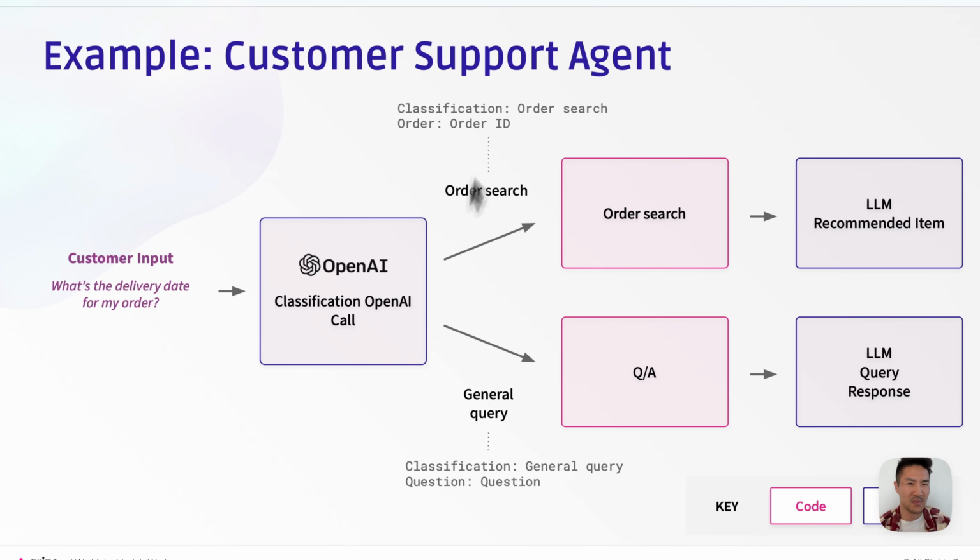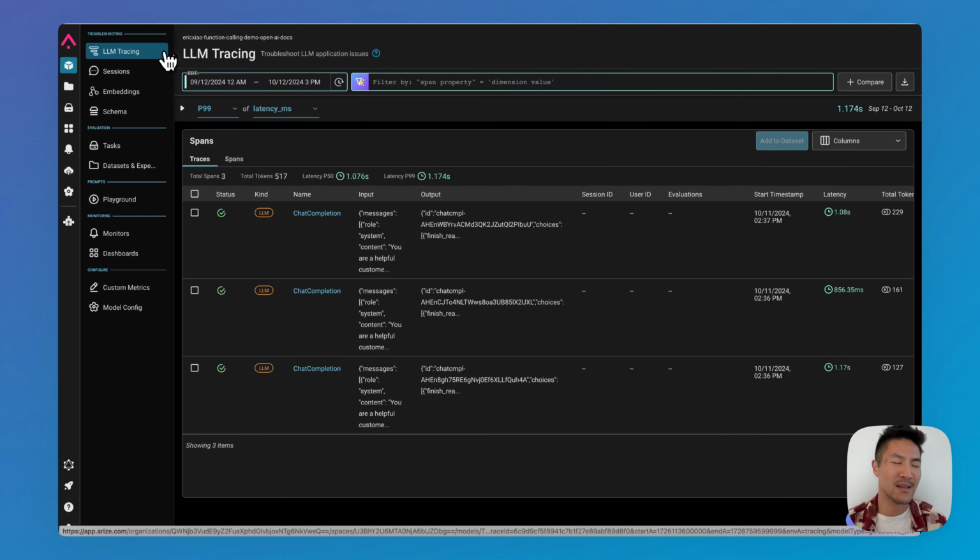Let's say you're building a customer support chatbot agent, and the customer can ask it a variety of different queries, such as what's the delivery date for my order, and you have your OpenAI LLM call classify as a router which prompt or which tool it should use, whether it should be going to search for your order details, or if it should be answering general queries with RAG, or a different tool or LLM prompt. Let's look at an example of this in the platform.